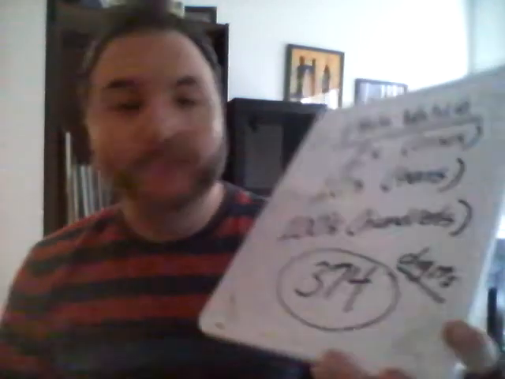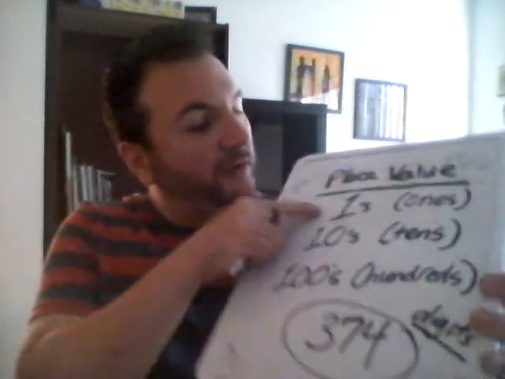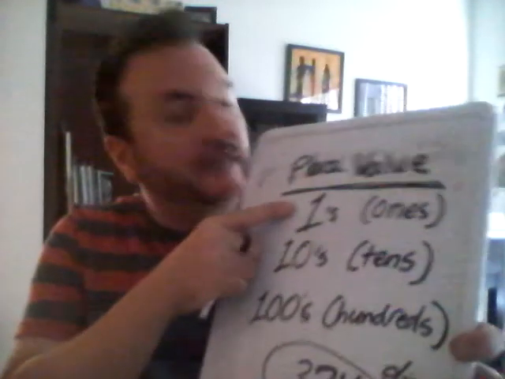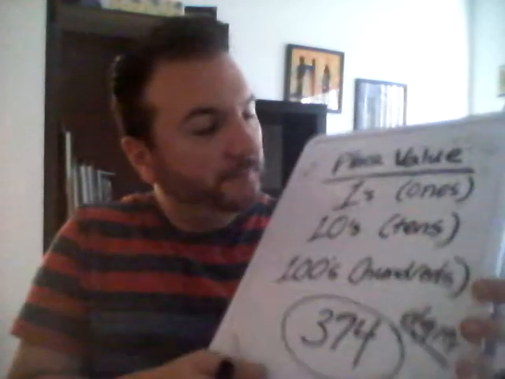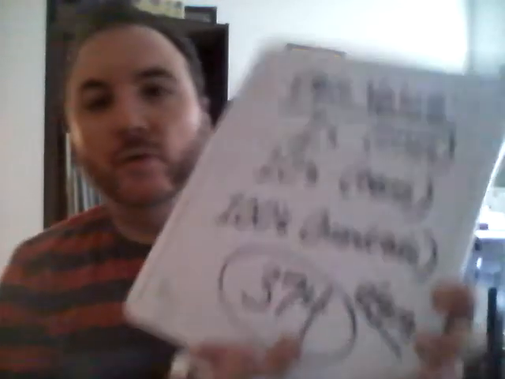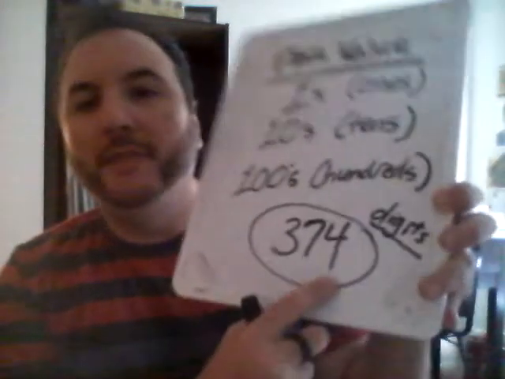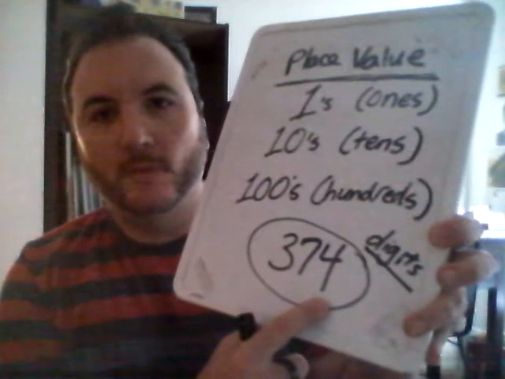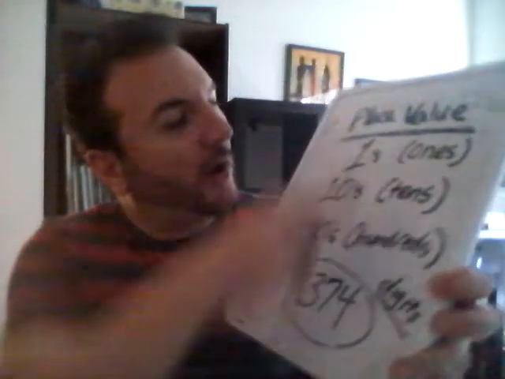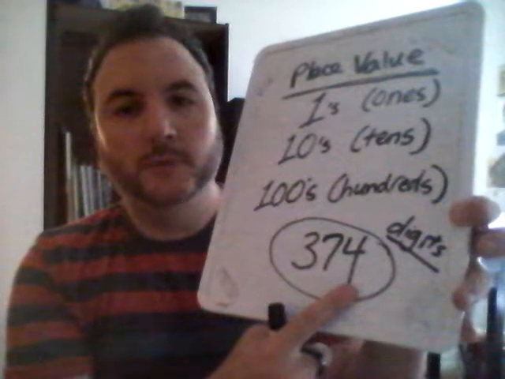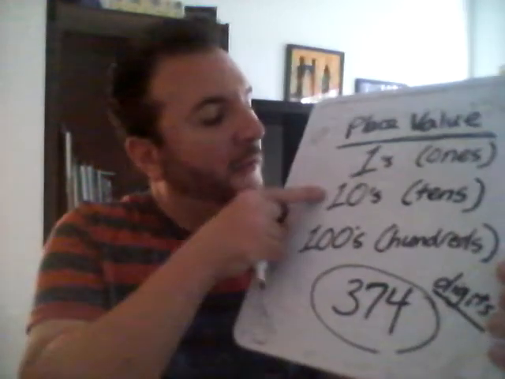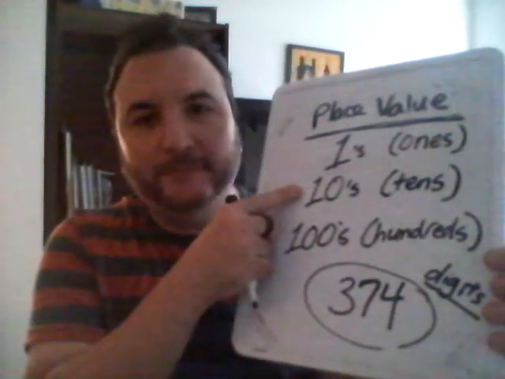Okay? Now, once again, I wrote three of them because there are three things that I want to talk about. Now, the first thing that I listed up here is the ones. Okay? Now, that correlates, or that goes with this 4. Okay? There are 4 ones in this number. Okay? What I wrote next is the tens.